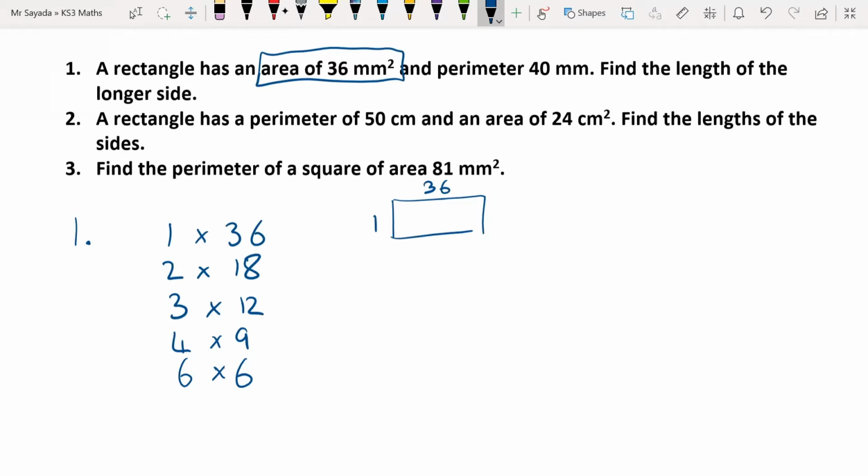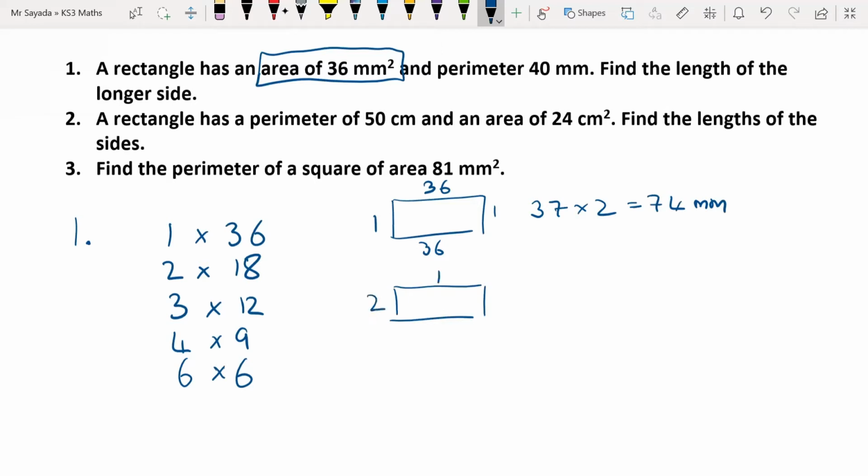So you should have worked out that the perimeter of this rectangle would be 36 plus 1, which is 37, and then times 2, which would be 74, and it will be millimeters, because that's what we got in the question. That's because that side's 1 and that side's 36. So we have 1 plus 36 plus 1 plus 36, which is the same as 37 times 2, which is 74 millimeters. So it's not that one. Let's do the 2 by 18 now.